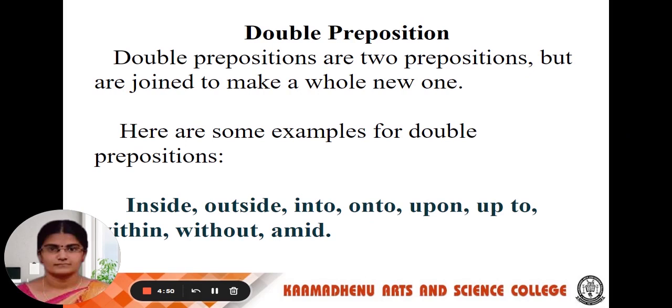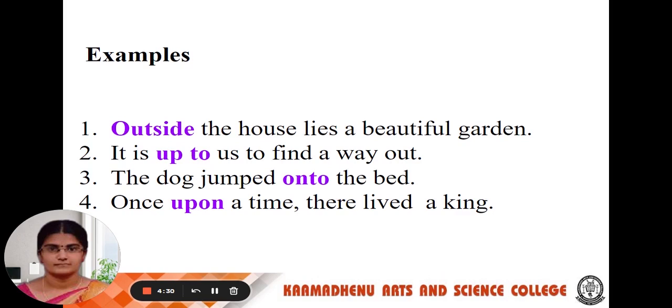Double preposition. Double prepositions are two prepositions joined to make a whole new one. Here are some examples for double prepositions. They are inside, outside, into, onto, upon, up to, within, without. These are examples. Sentences for these double prepositions: Outside the house lies a beautiful garden. It is up to us to find a way out. The dog jumped onto the bed. Once upon a time there lived a king. So the highlighted words are double prepositions.